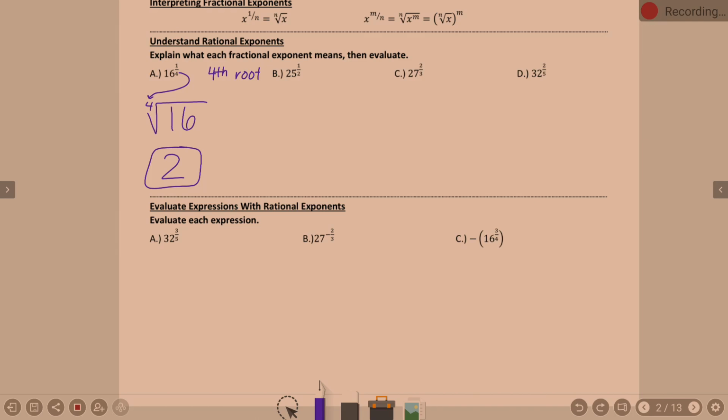Okay. B. 25 to the 1/2. What do we mean by 25 to the 1/2? Okay. So 25 goes under the radical. This 2 tells me it is a square root. Now, technically, do I have to write the 2? No, square root is the one time I don't have to do it. Could probably do this one without a calculator. What's the square root of 25? 5. And again, we're just looking for the positive answer here.